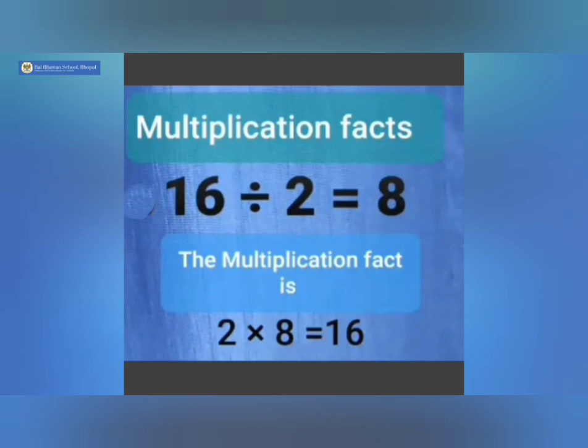Now let us create a multiplication fact out of the given division fact. 16 is the dividend, 2 is the divisor, and 8 is the quotient. So, taking 2 as the factor and 8 as the factor, let us multiply 2 and 8. 2 8s are 16. So, this is how our multiplication fact can be taken out of a division fact.